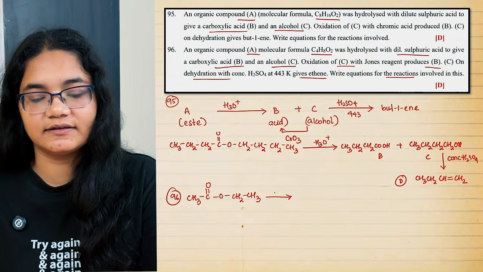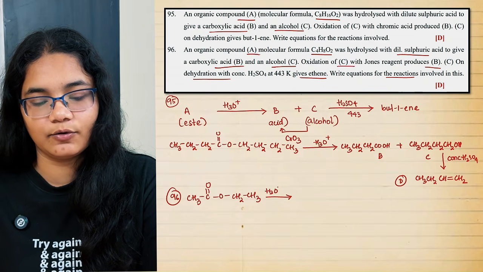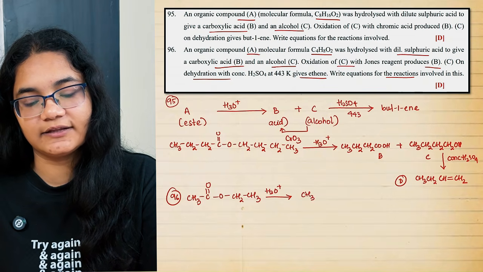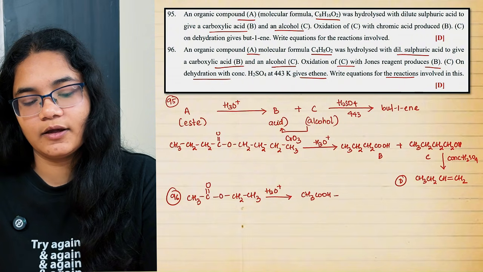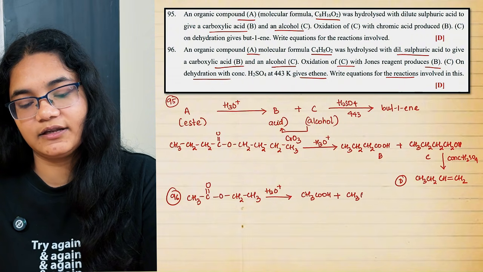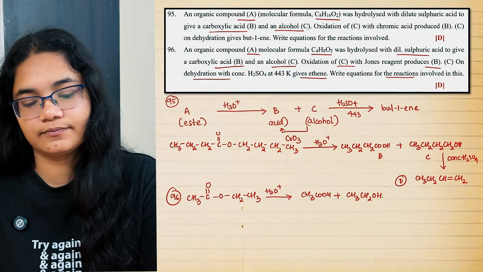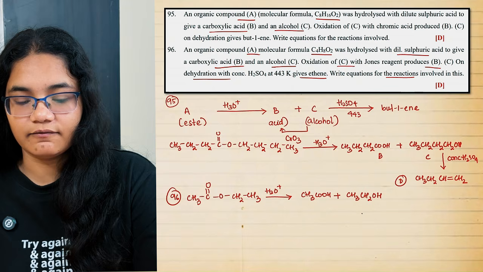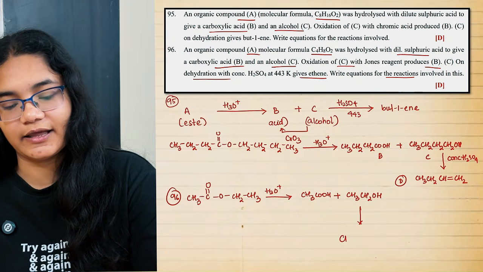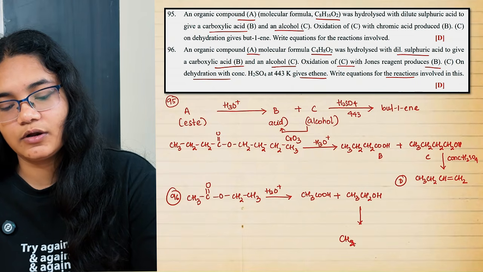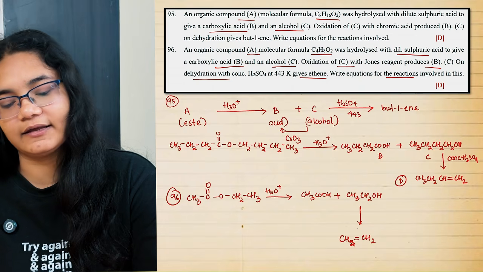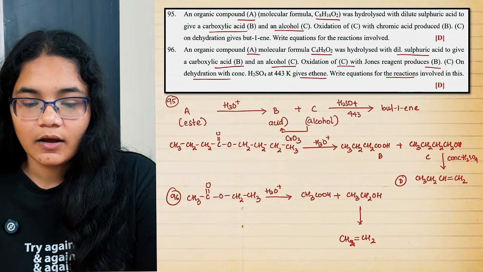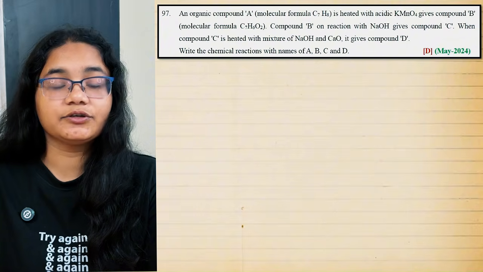Now when it is undergoing hydrolysis with H3O plus, it gives you CH3COOH plus CH3CH2OH. Now what happens here? This one will undergo elimination reaction to give you CH2=CH2. Alkene is formed here.